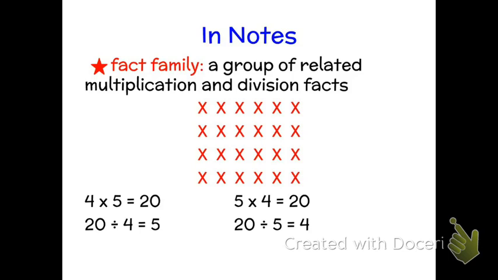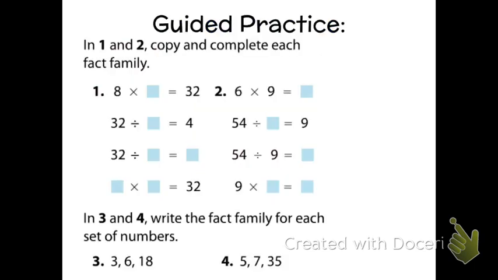The division facts always start with my largest number. So 20 divided by 4 equals 5. And 20 divided by 5 equals 4. Again, feel free to pause at any point to get caught up on your visuals and your notes. For the guided practice problems today, you will be completing questions 1, 2, 3, and 4. We are going to do number 1 together right now.